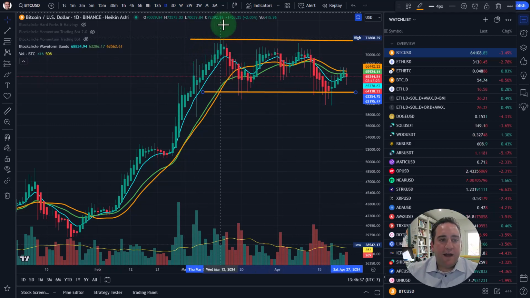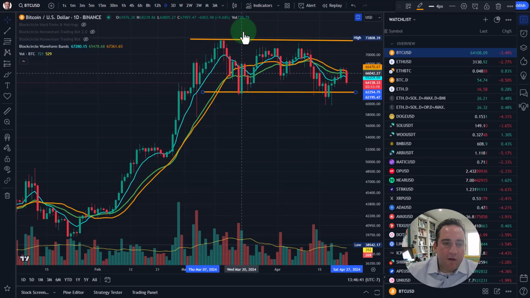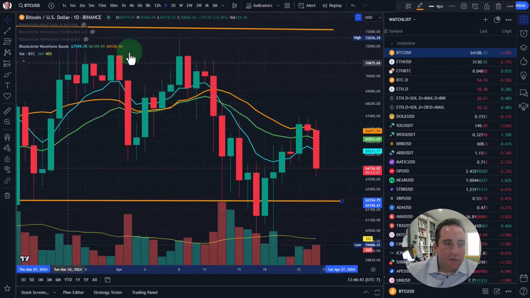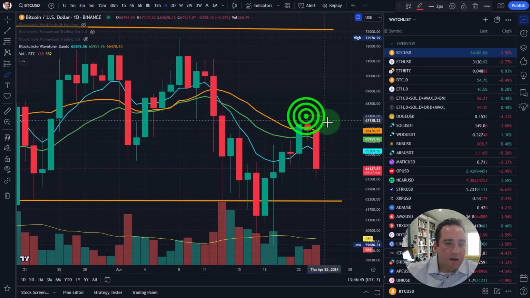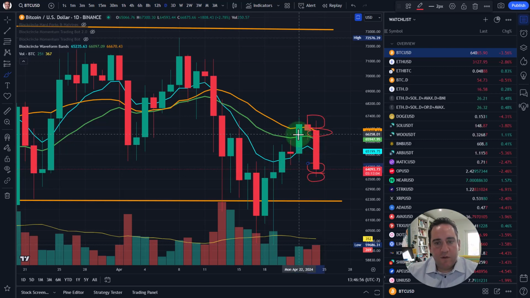That's Heikin Ashi. But if you look at traditional candles, this would be considered the high. This is considered the low. This is considered the open, and then this is considered the close. So that's how a traditional candlestick works, of course.